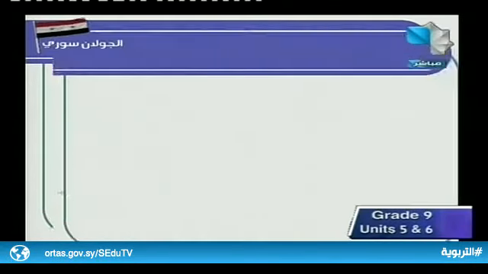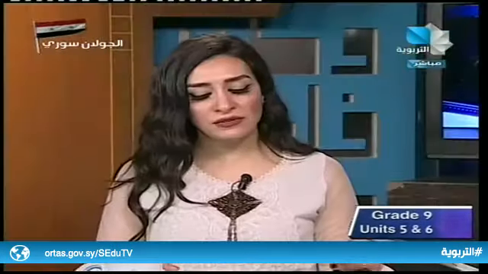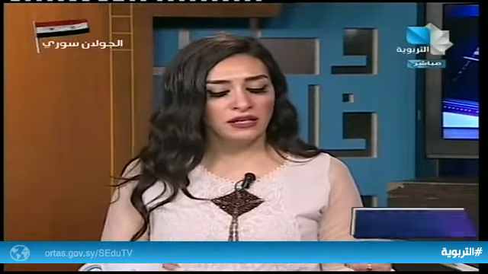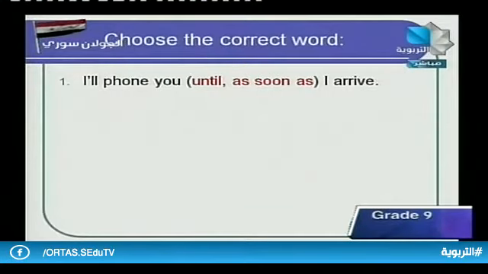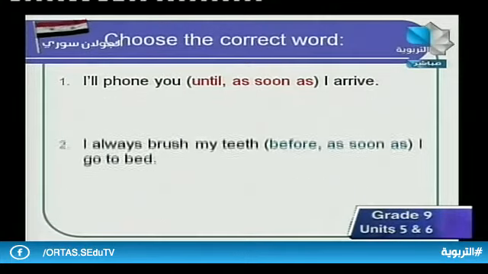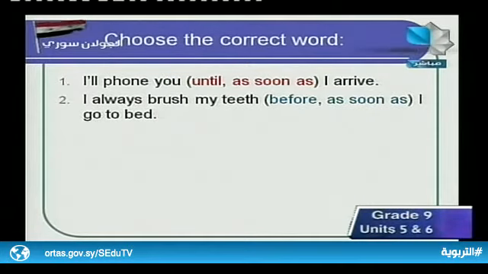Another activity. Choose the correct word. Number 1, I'll phone you until or as soon as I arrive. Here we put as soon as I arrive because we've got here time. We mention as soon as because I'll phone you as soon as I arrive. Not until. Number 2, I always brush my teeth before or as soon as I go to bed. Of course, I brush my teeth before I go to bed.